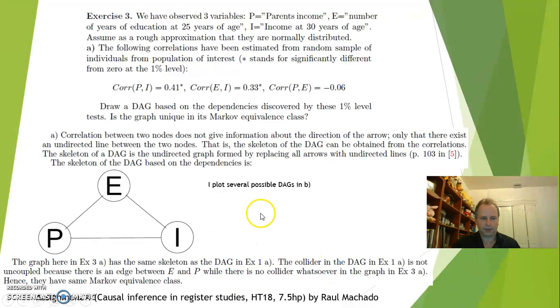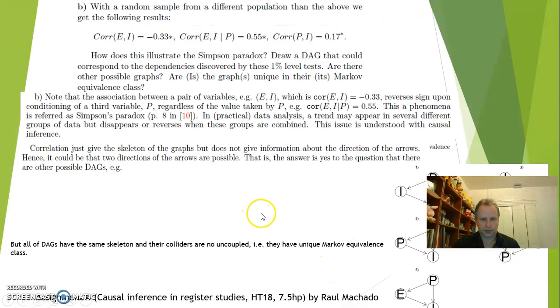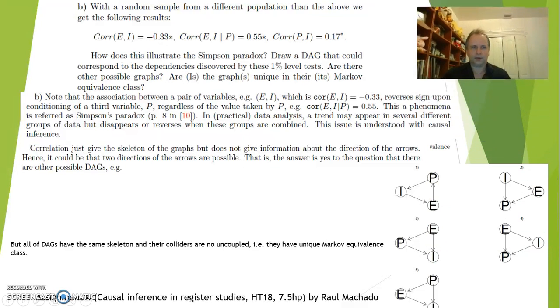The same for part B. We'll tell you later on part B. Okay, here is part B. Let me put this picture here, and here the association between the pair E and I is negative. It reverses sign upon conditioning on the third variable, regardless of the value taken by P, which is positive here. This phenomenon is referred to as Simpson's paradox.